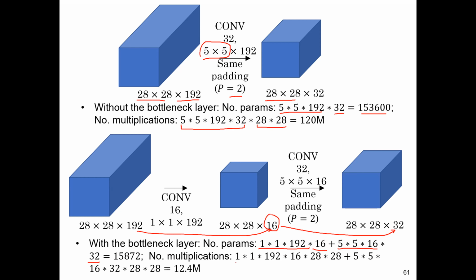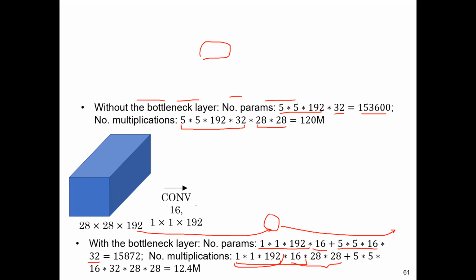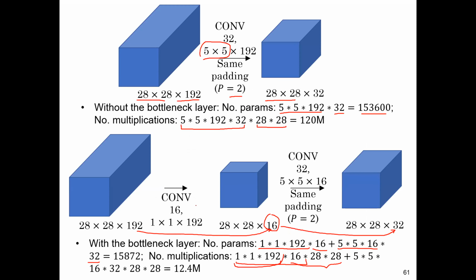And for the number of multiplications, this is for one output, and you have 28 by 28, this is for one filter application, and then this is the number of output elements. Similarly for the next layer. So the computation is reduced also by 90%. This is the reason why they put this 1x1 conv in front of the 3x3 or 5x5: to reduce the computation load and to reduce the number of parameters. Okay, any questions on this? It's called adding a bottleneck.